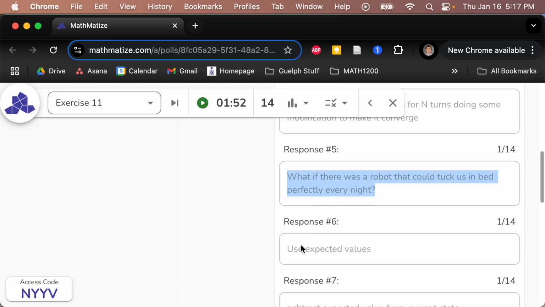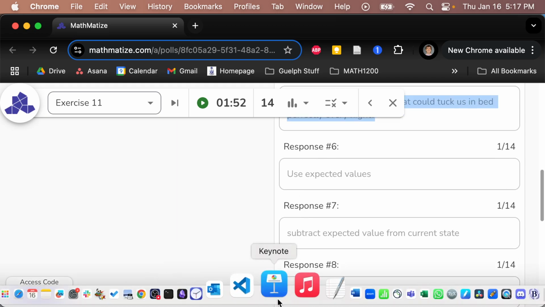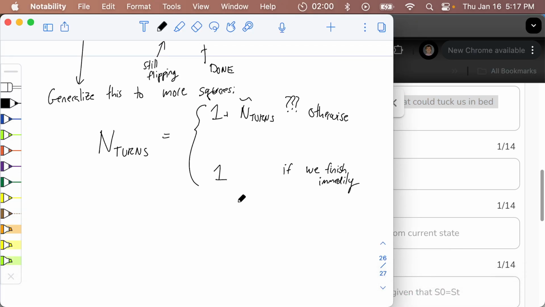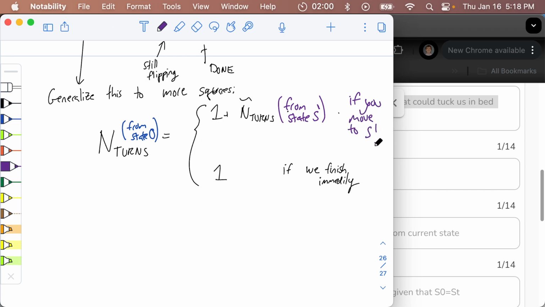Okay, this is the big idea: we're not going to do the number of turns. We're going to think of the number of turns depending on the starting point. We're going to add in from state 0, and that way we can give ourselves credit. When you roll, it will be the number of turns starting from the state you ended on. So it'll be from state, I'll call it S prime, and if you move to S prime and finish right away, then you're done. If you don't finish right away, it's going to take you some amount of time, and the amount of time can now depend on where you are.